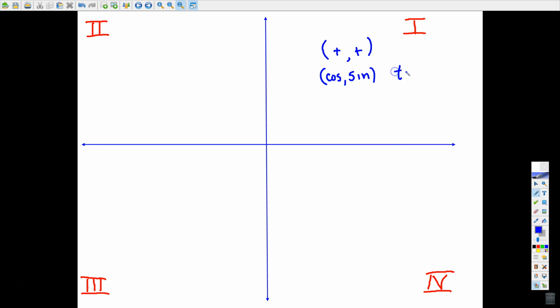Tangent is the ratio of sine over cosine, or you can think of it as the y-coordinate divided by the x-coordinate, and since y and sine are basically synonymous, you can think of it as sine divided by cosine. Well, a positive divided by a positive is positive, so the tangent ratio is also positive in quadrant 1.